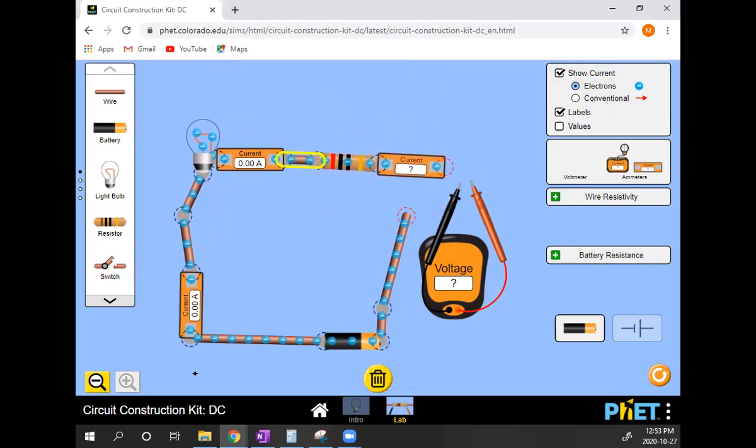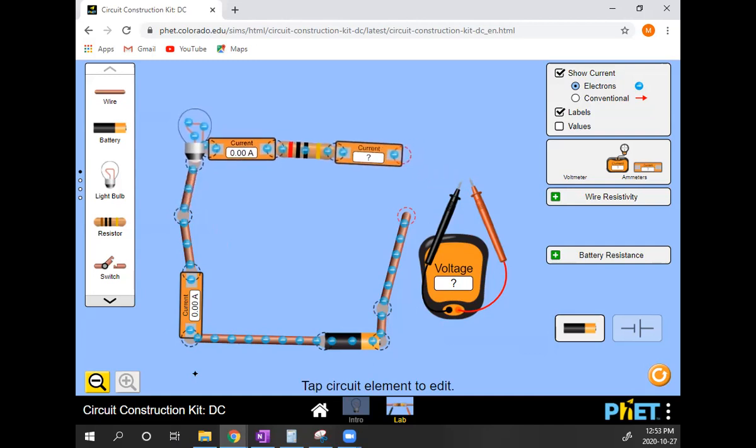Actually, I'll delete this wire and just connect my resistor directly. And then I'm going to connect my missing wire here like this. Okay, this is now a series circuit. And you can see how it works with the electricity following a single path. There's only a single path, right?